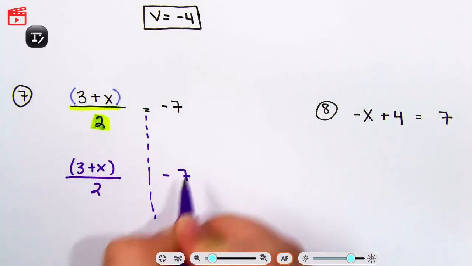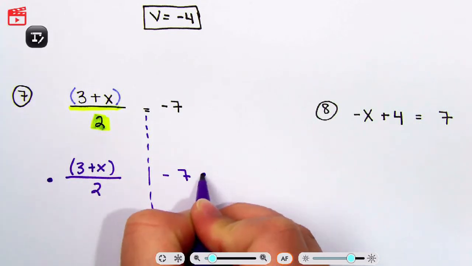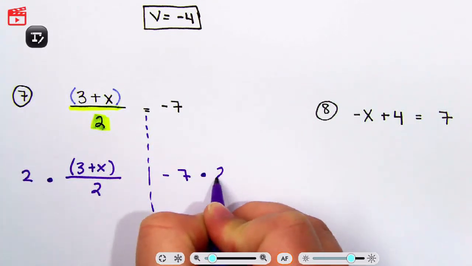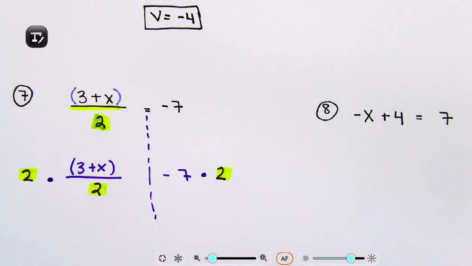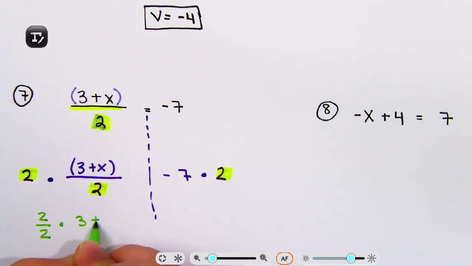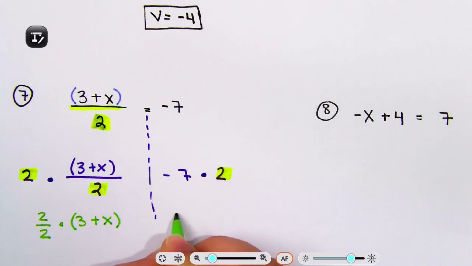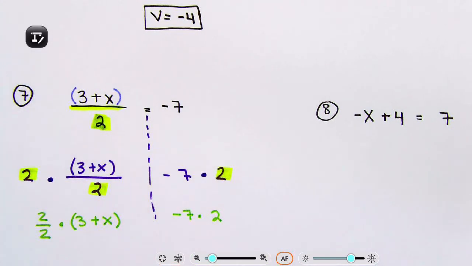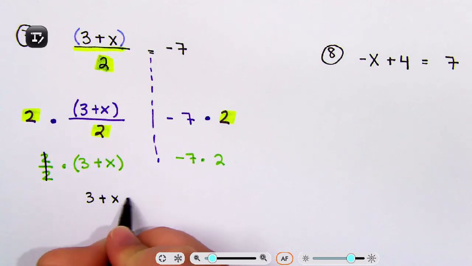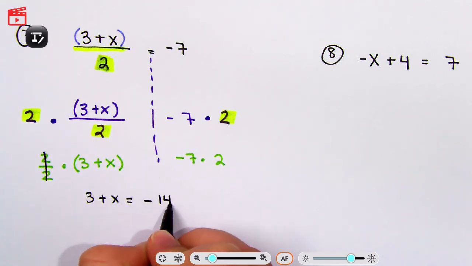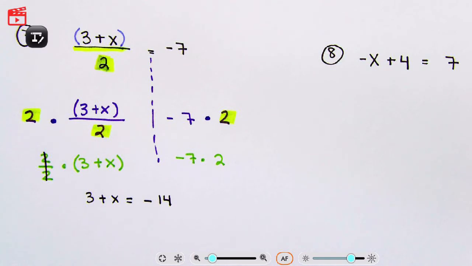Here's my -7. And I'm going to take that, and for both sides, I'm going to times this by 2. The reason I'm timesing this by 2 is because I have a 2 in the denominator. So I'm going to undo that by putting a 2 in the numerator. So I have 2 divided by 2 now times 3 plus x, still in a bubble. And here I have -7 times 2. I'm going to shift this up. 2 divided by 2 is 1. So I have 3 plus x left over. And here I have a -17. Oh, did I say 17? I meant 14. It's a -14.